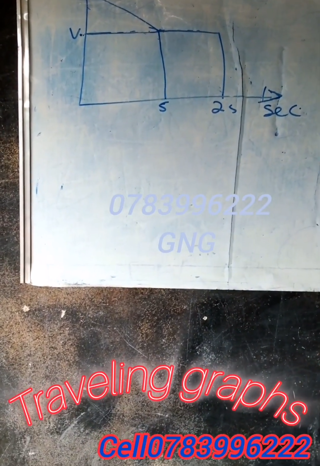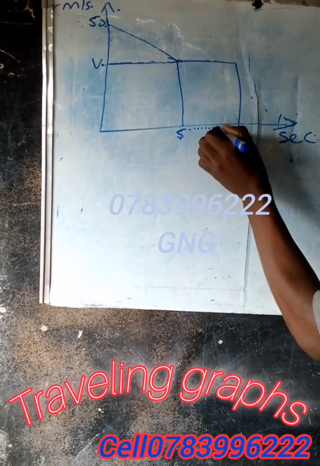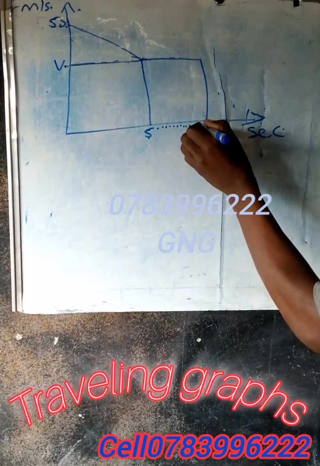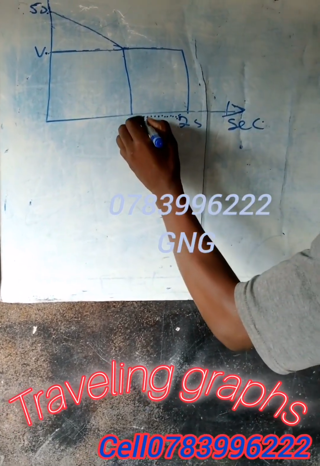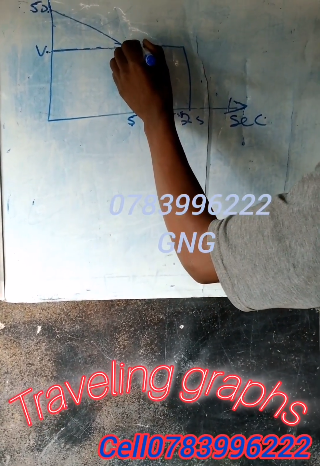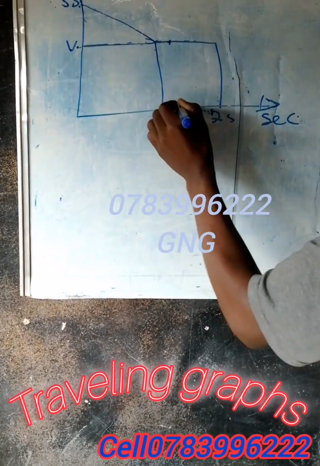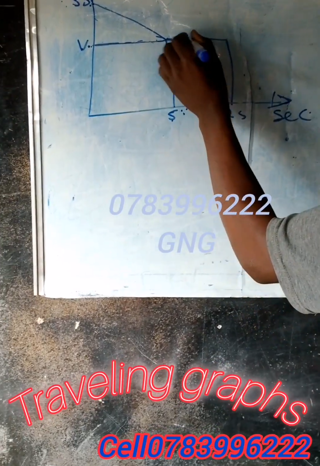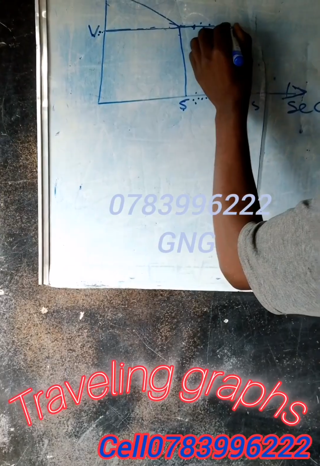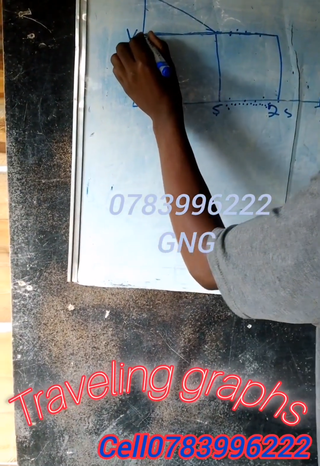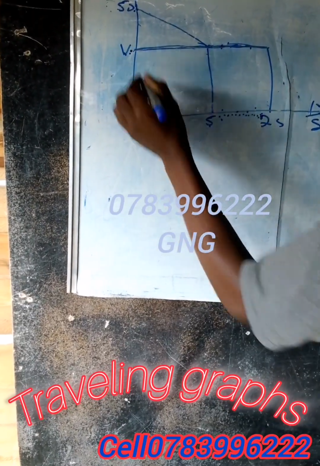And for the time here, at 6, 7, 8, 9, 10, up to 25, its speed is equivalent to V. 7 is equivalent to V, 8 equivalent to V, 9 equivalent to V, 10 equivalent to V, because that is a constant velocity.